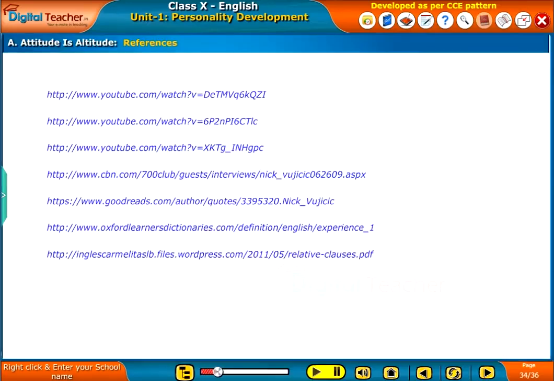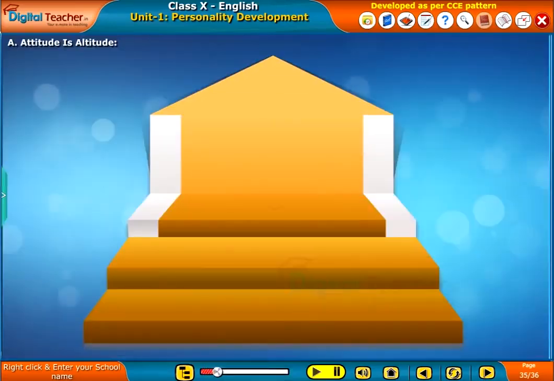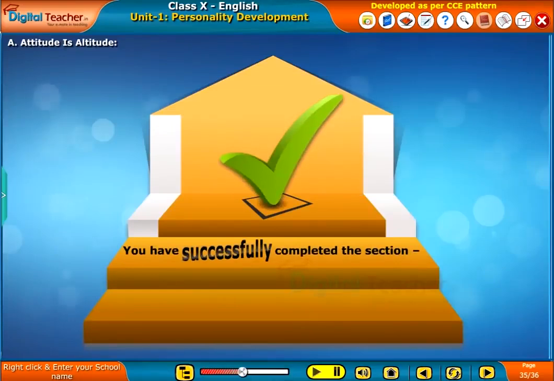You can use the given reference links for further information about the lesson, words, and grammar concepts we have discussed. You have successfully completed the section Attitude is Altitude.